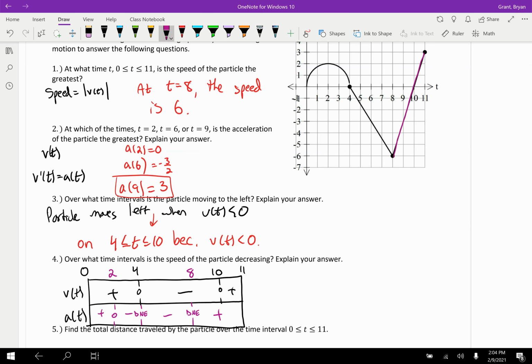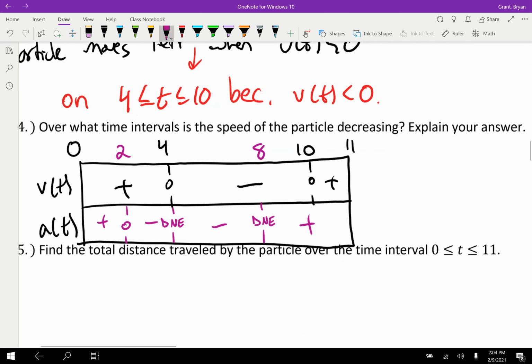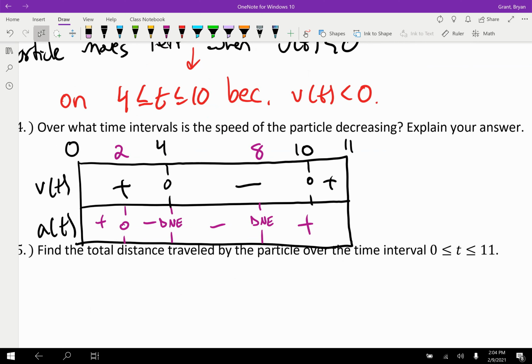Okay, well, how does that help? Well, the speed of a particle is decreasing when the velocity and the acceleration have opposite signs. So, for example, on the interval from 0 to 2, velocity and acceleration are both positive. But from 2 to 4, they have opposite signs. And I think from 8 to 10, they also have opposite signs. All right, how do we write this?